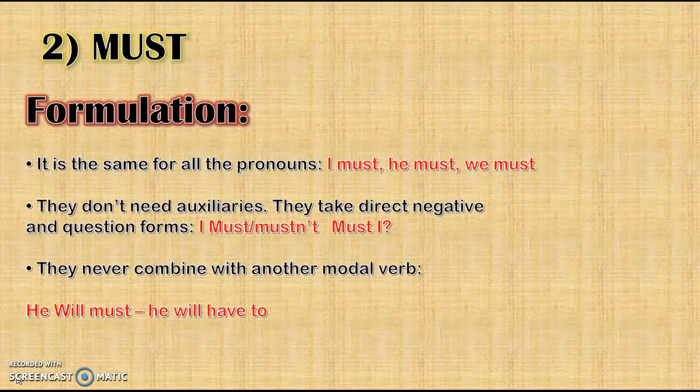Okay guys, let's see the second modal verb, that is must. Its formulation is the same for all the pronouns. For example, I must, he must, we must. As with should, they don't need auxiliaries. They take the direct negative and question forms. As an example, I must, I mustn't, and must I? Also, they never combine with another modal verb. As an example, you must say he will have to instead of saying he will must.